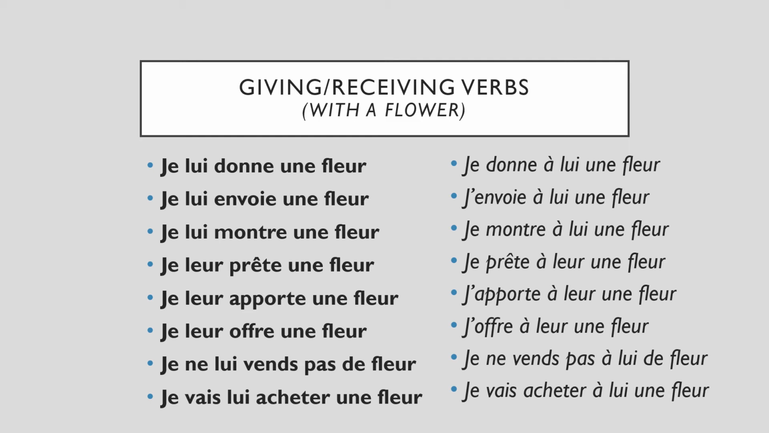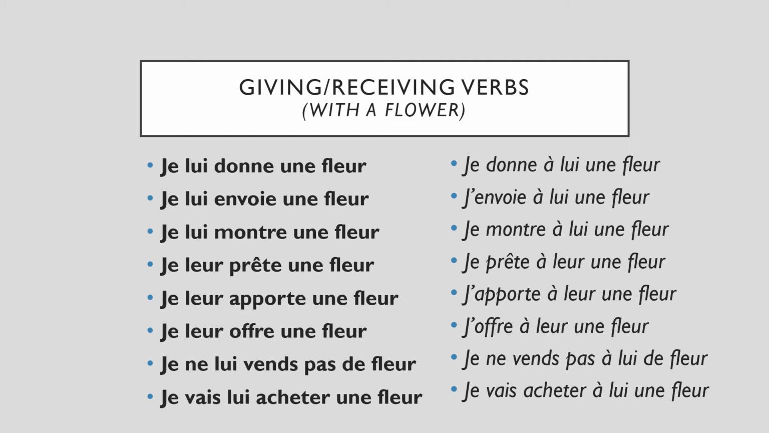Giving and receiving verbs, and I use a flower as an example. Je lui donne une fleur. I'm giving her a flower. Je lui envoie une fleur. I'm sending him a flower. Because guys like flowers too. Je lui montre une fleur. I'm showing her a flower. Je lui prête une fleur. I'm lending them a flower.